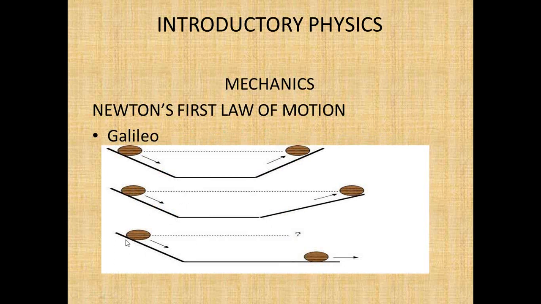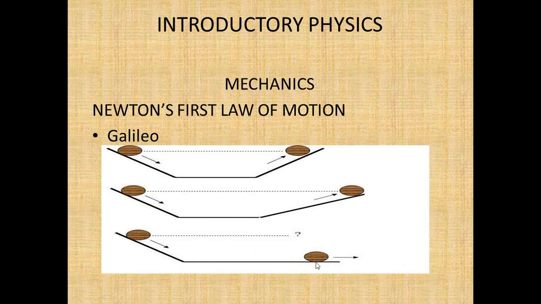In this experiment, a ball is released at a certain inclination, at a certain height from the vertical, but this is horizontal. What Galileo postulated was that the object will travel continuously, unless you have some force, and possibly that force is friction.